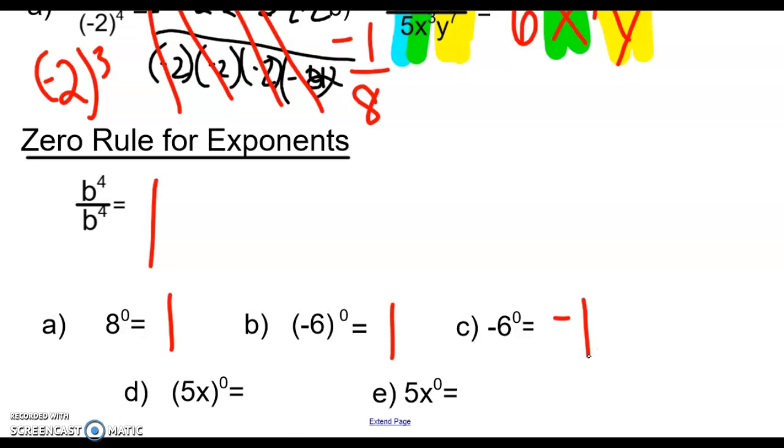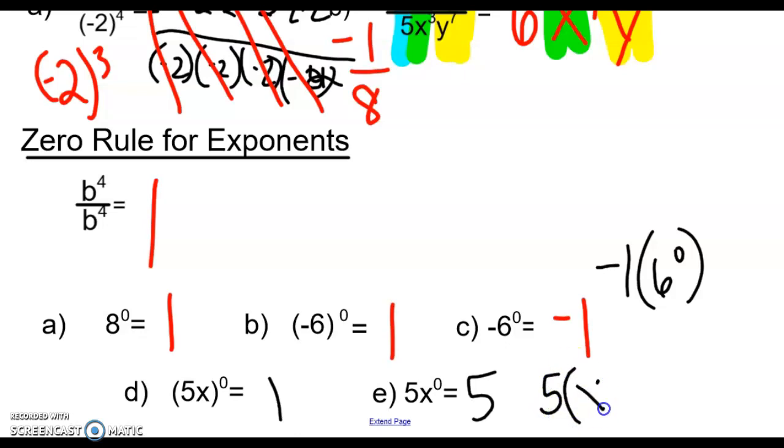Why? Because what this is actually saying, because that negative is not in parentheses, the 0 is only going to the 6. So that actually says -1 times 6 to the 0 power. Well, 6 to the 0 power is 1, times -1, -1. All right, D, the whole thing is in parentheses, so that changes it up. That's 1. E is 5. How come? Because since there's no parentheses in there, that really says 5 times x to the 0. Well, x to the 0 is 1, and times 5 is 5.